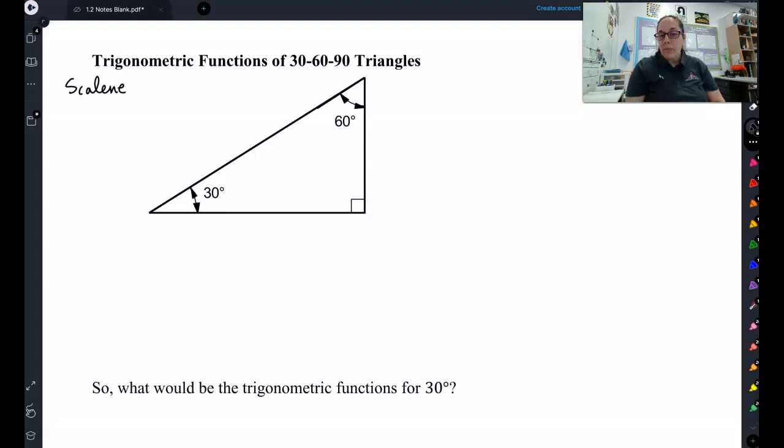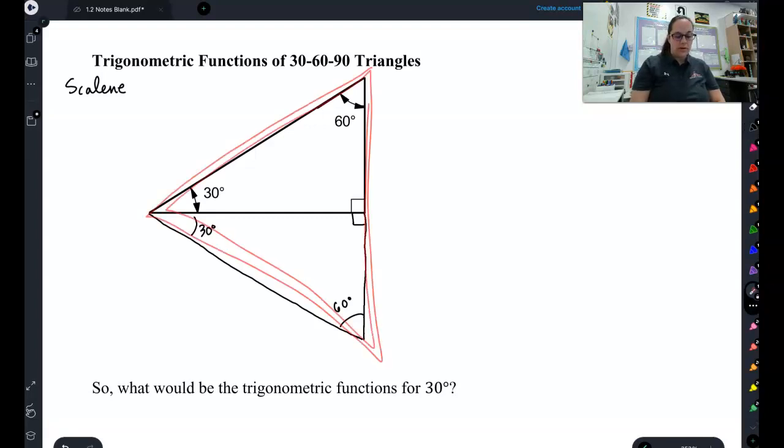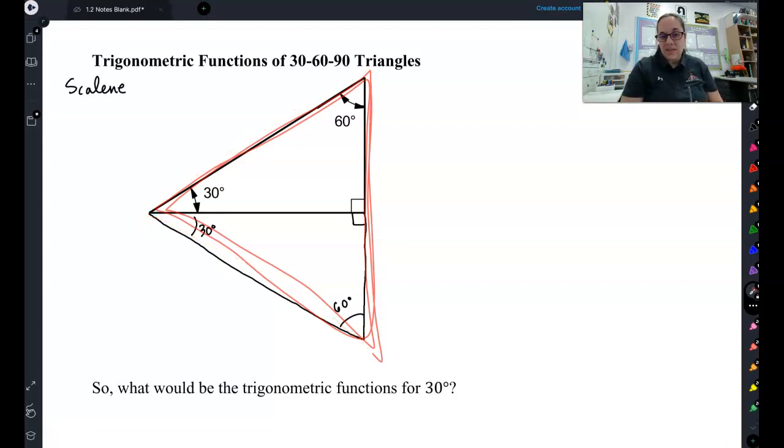However, I'm going to do something very sneaky with this scaling. I'm going to take this scaling and I'm going to reflect it down. Now, the reason I do this is because if you look at the big triangle, this one, this is now a 60, 60, 60 triangle.